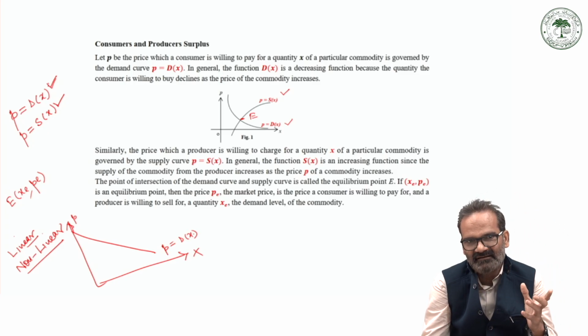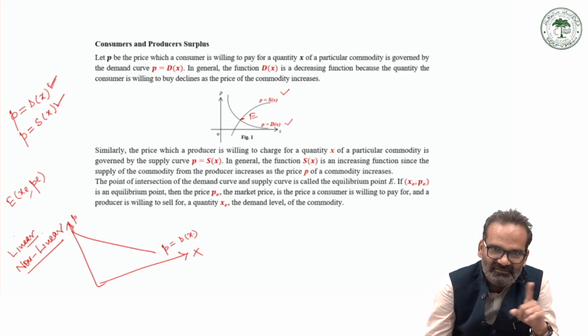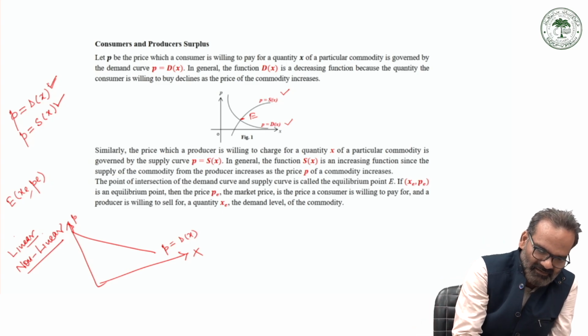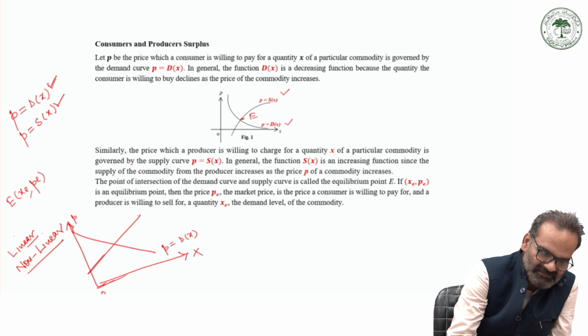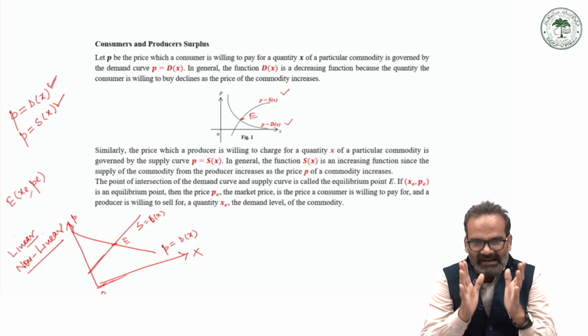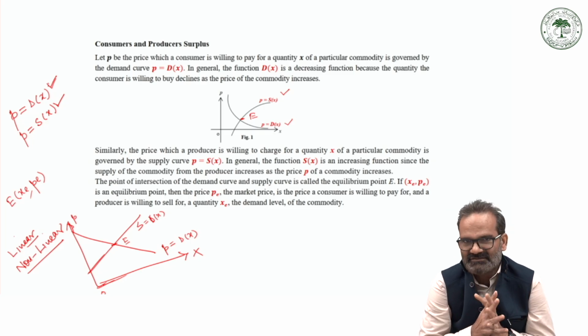Anything linear, its graph is always a straight line. So the demand curve will be a straight line and it goes downward. And the supply curve, for example, will look like this, this is the origin. This is S equals dx. And this is the point E that is known as the equilibrium point. So you can analyze these two functions as linear as well as non-linear.